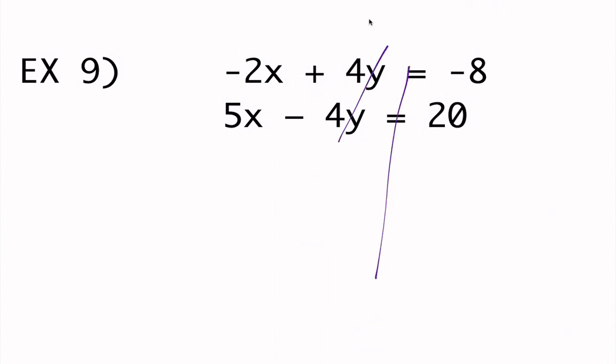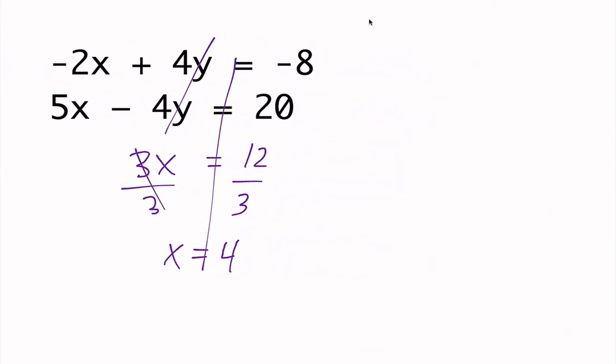And I add my x's together. Negative 2 plus 5 is going to give me 3 x's, and negative 8 plus 20 is going to give me a positive 12. I divide both sides by 3 to get x is equal to 4. So I'm going to go back to that first equation and replace x with 4. So that's going to give me negative 2, replace x with 4, plus 4y equals negative 8.